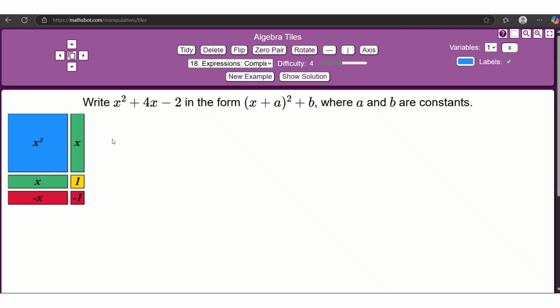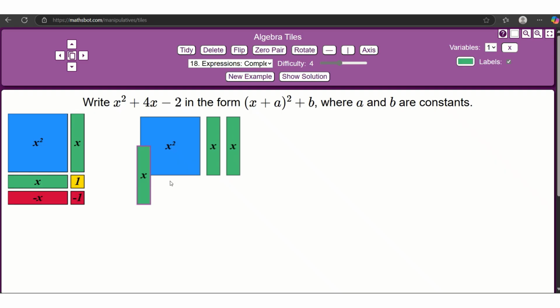Okay, so here's one. So x squared plus 4x minus 2. So we'll look at this. Now, I was looking for ones that had a negative in the x's, so that we would use the red rectangles, but no dice on clicking through. So maybe I'll have to save that for another video.